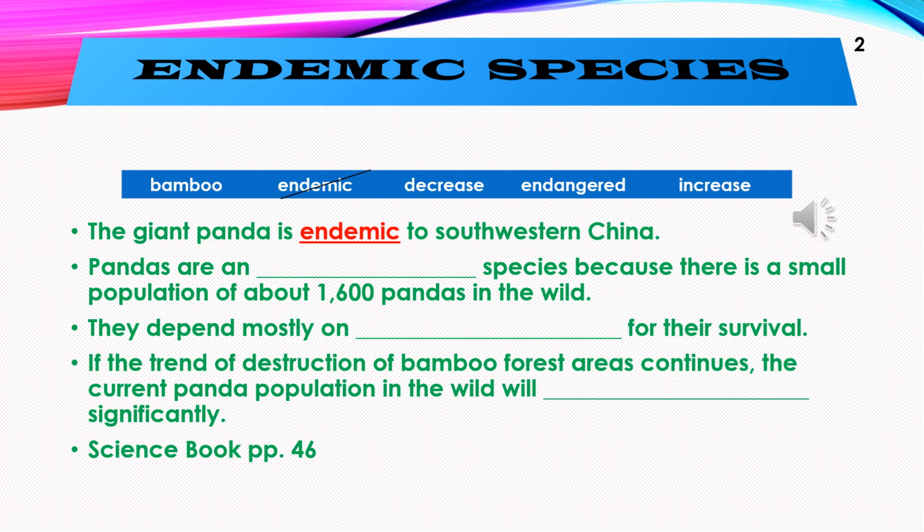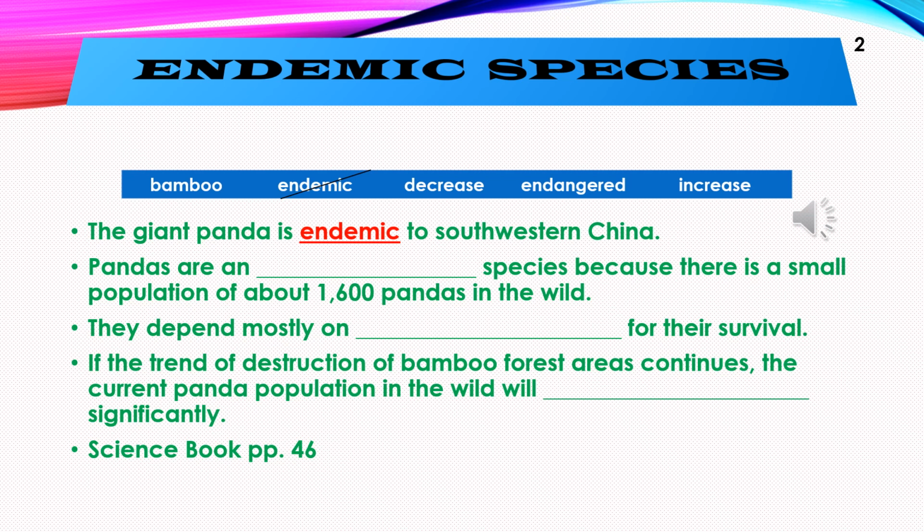Okay, the next one. They depend mostly on bamboo for their survival. What kind of food do they have every day? Well, they depend mostly on bamboo for their survival. The next statement: if the trend of destruction of bamboo forest areas continues, the current panda population in the wild will decrease significantly. What is going to happen with the panda if the destruction of the bamboo forest areas continues? The population in the wild forest will decrease significantly.